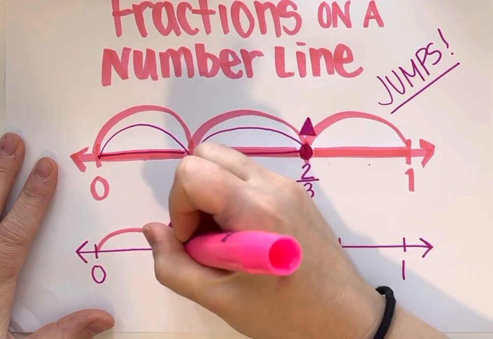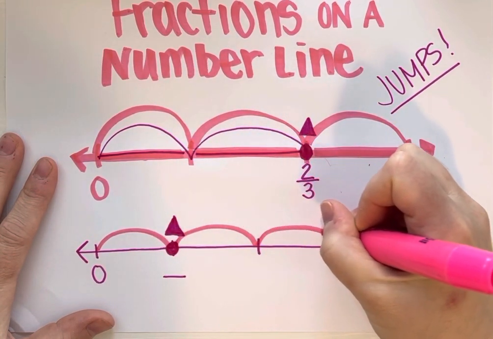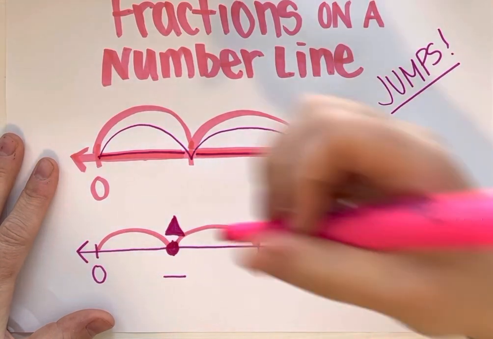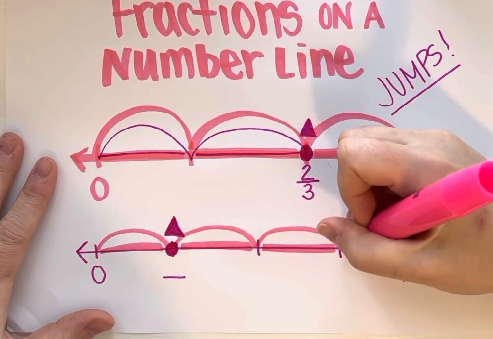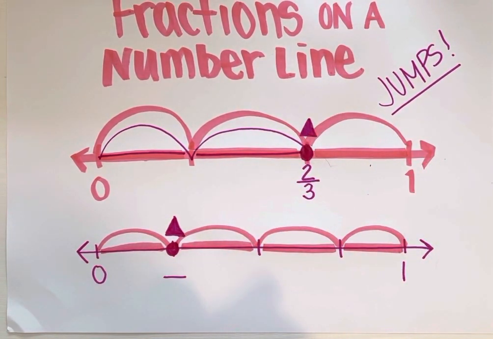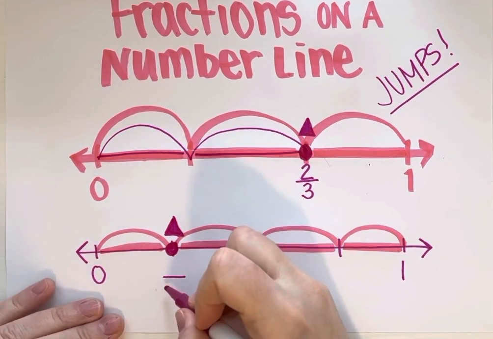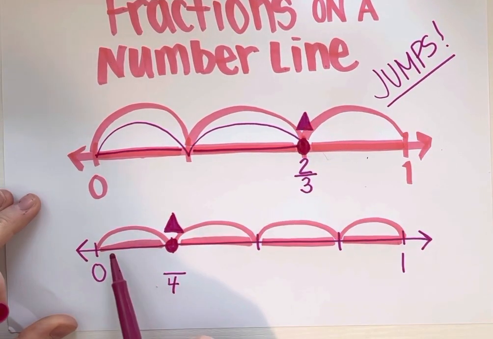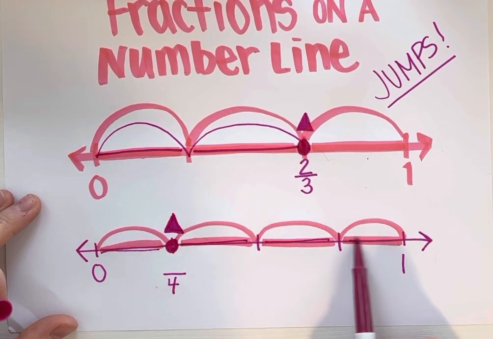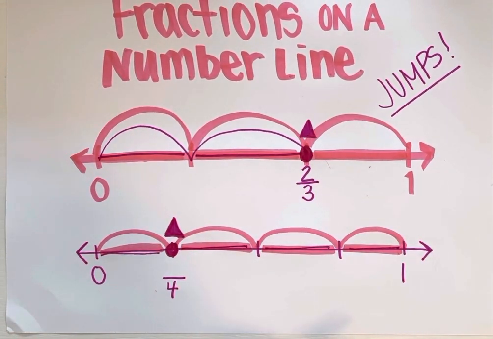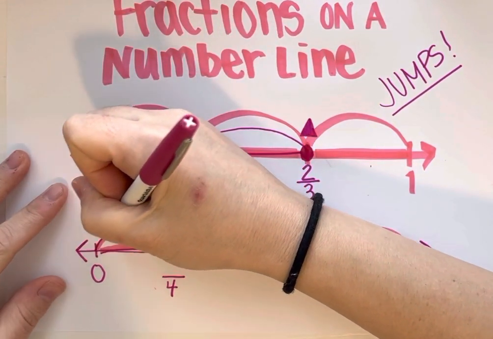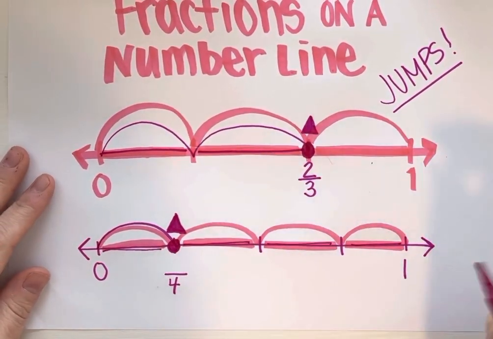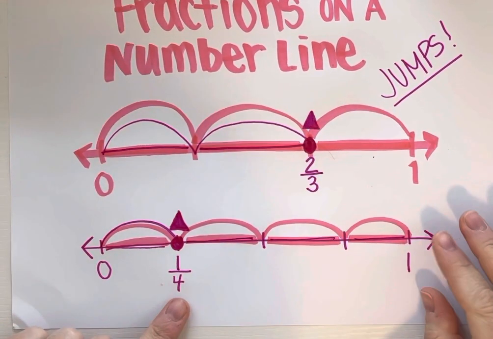So 1, 2, 3, 4. It took me 4 jumps. This part, 1, 2, 3, 4. 4 parts. So that means my denominator is going to be 4. There are 4 parts that make up this whole. Now, how many fourths are we talking about here on this number line where the triangle is? So again, we started at 0. And we're going to jump to that triangle. So that's 1 jump. So this triangle represents 1/4.